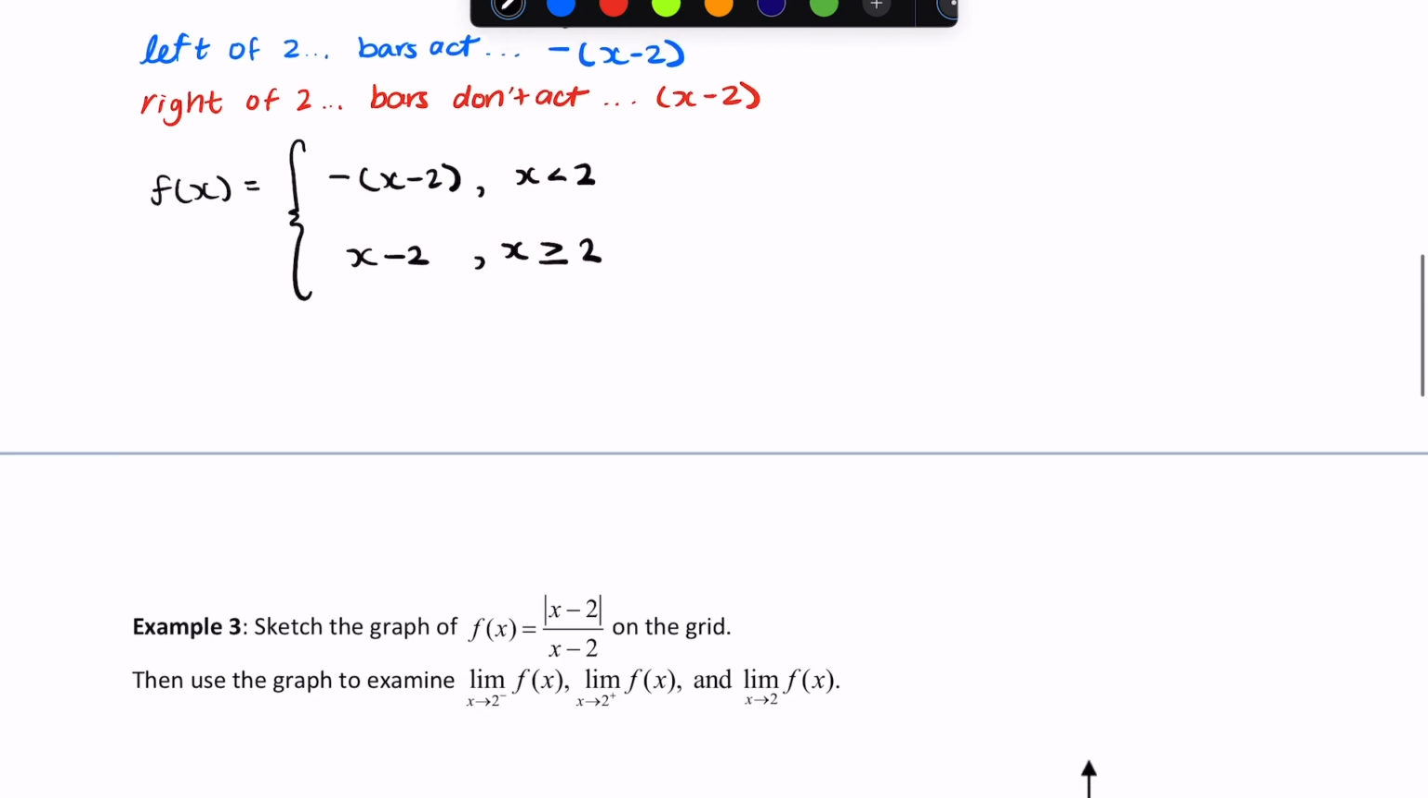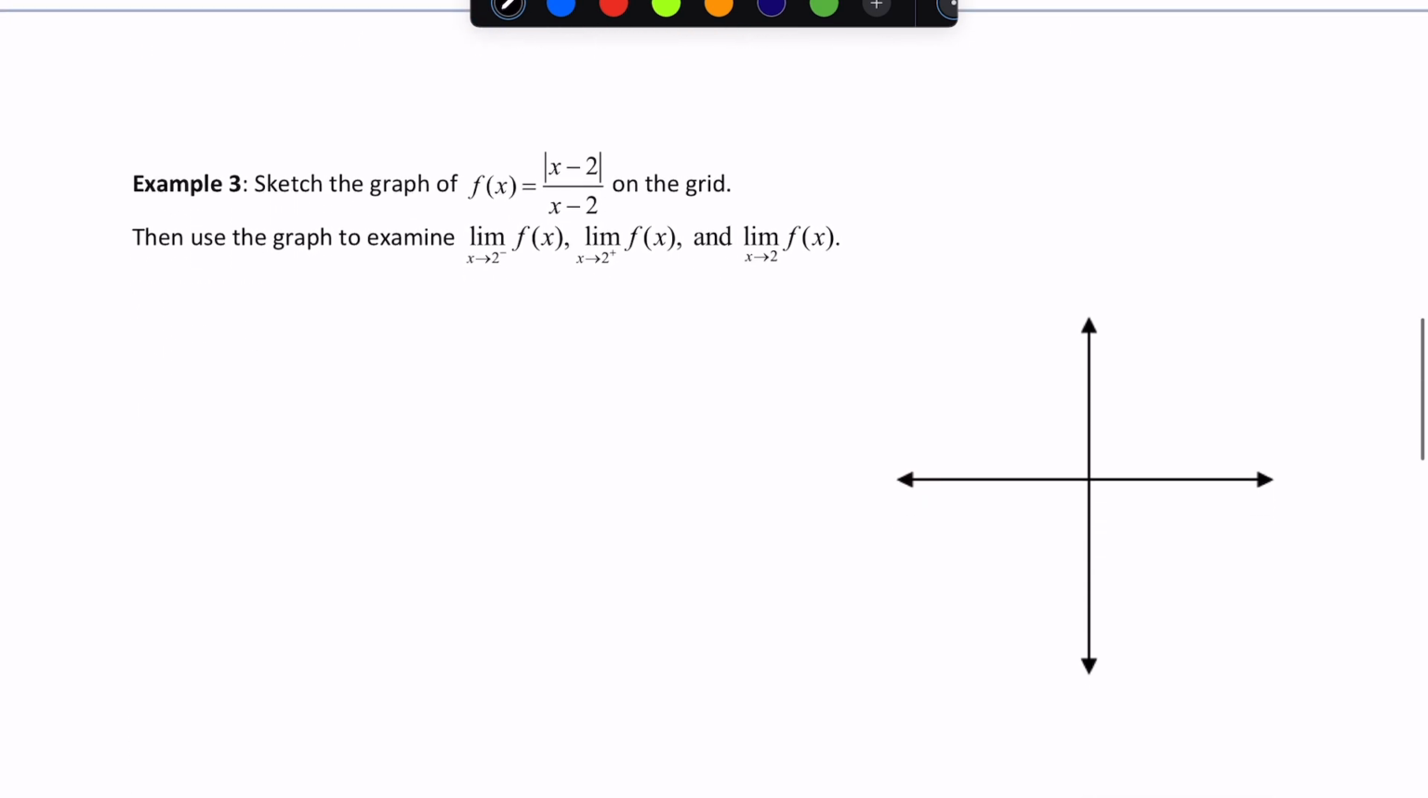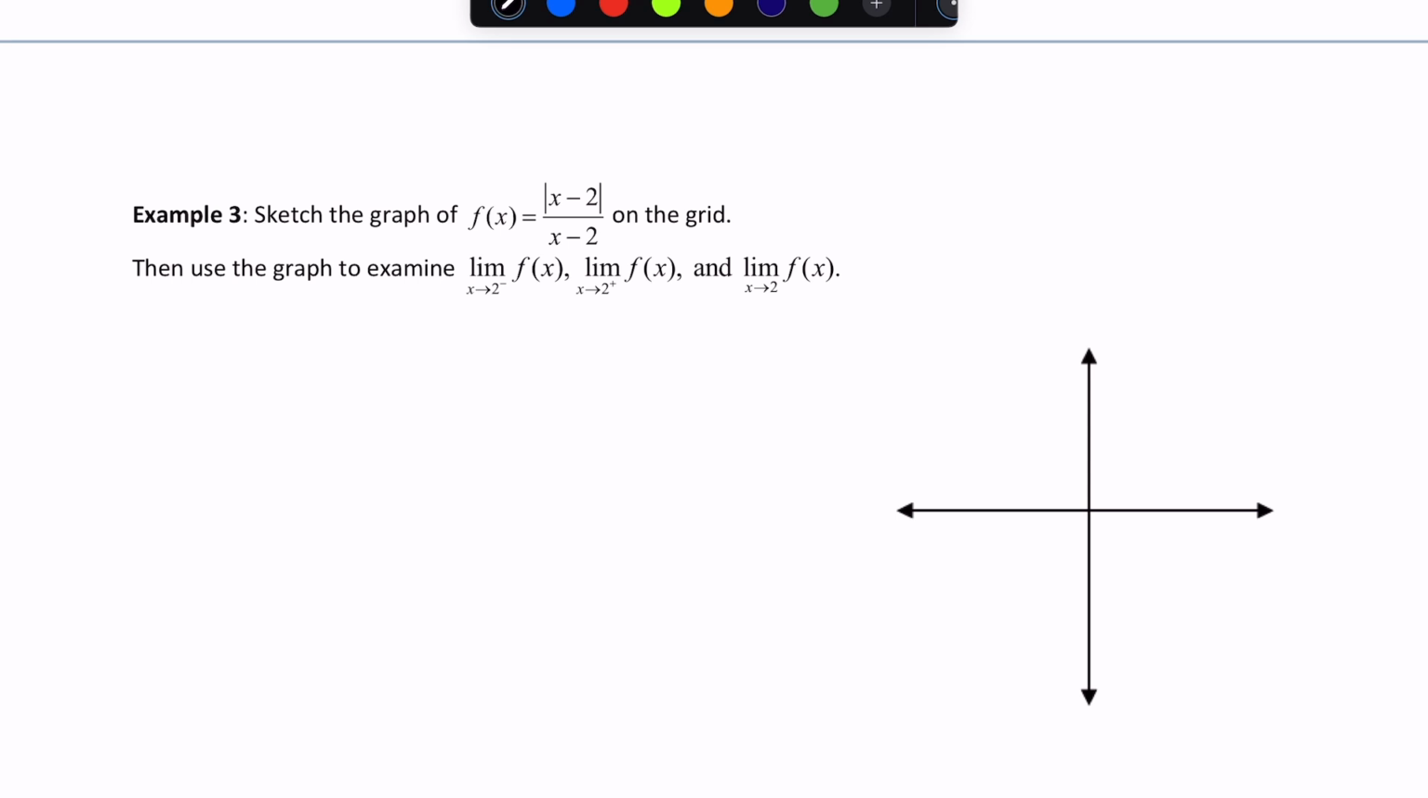Okay, so let's look at this third example here. This third example says, sketch the graph of f of x is equal to the absolute value of x minus 2 over x minus 2 on the grid. Then use the graph to examine the limit as x approaches 2 from the left, x approaches 2 from the right, and as x approaches 2. So put those with the function in mind.